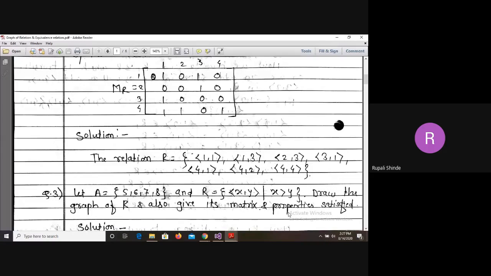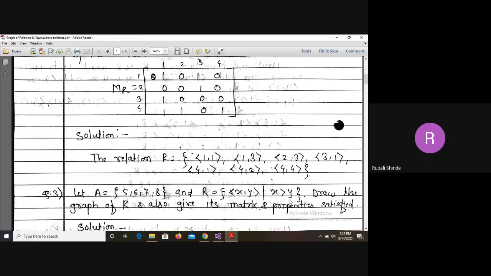Yes, what are the order pairs? What happened? You just have to check that for every order pair, the first element must be greater than the second element. That's it.